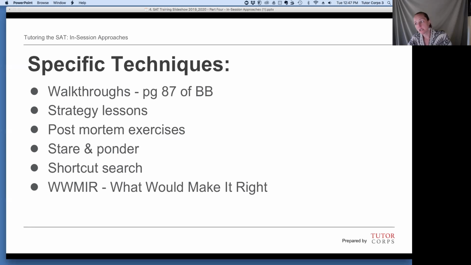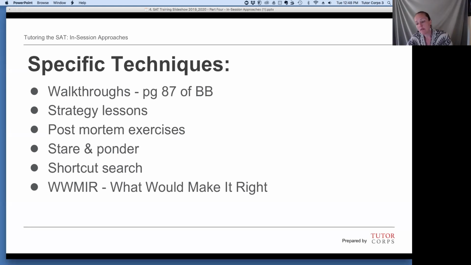Another specific technique is conducting what are called post-mortem exercises. This is what they call them in the Black Book, which is essentially looking at the practice sets that students are doing for homework and/or timed practice sections or timed practice tests, and examining all of the errors that students are making, where they might have gone wrong in a question, how they were fooled by the test maker into choosing the wrong answer choice, and making sure that they're not doing that again.